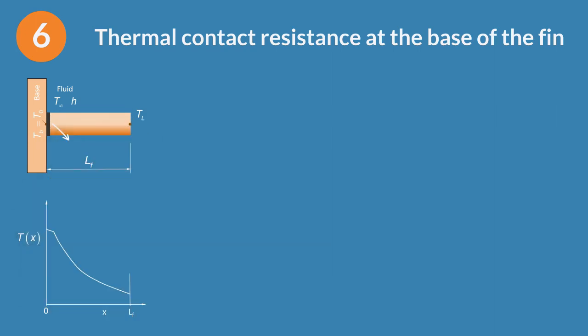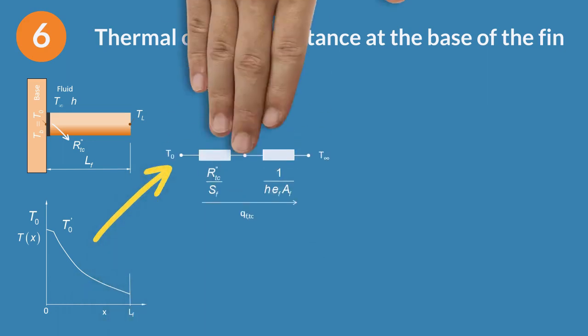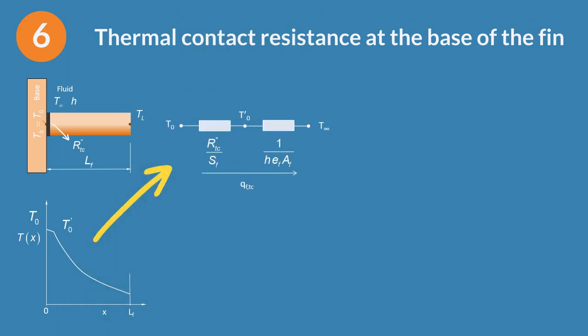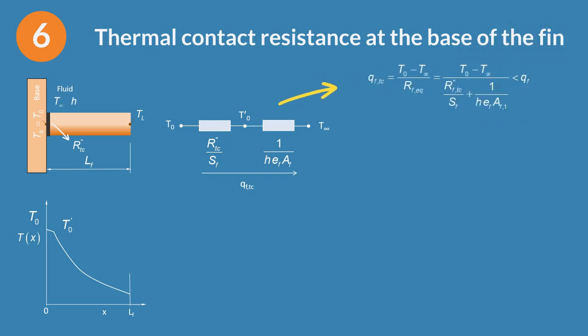In such a case, there will be a contact resistance at the base of the fin and a temperature drop at the base. Using the electrical analogy, you can see that the new thermal resistance is the specific contact resistance divided by the cross-section of the fin. The heat transfer rate for a fin with contact resistance is lower than that of the same fin without contact resistance. For the definition of the efficiency, we keep the expression of the maximum heat transfer rate, with all the fin surface at T0.